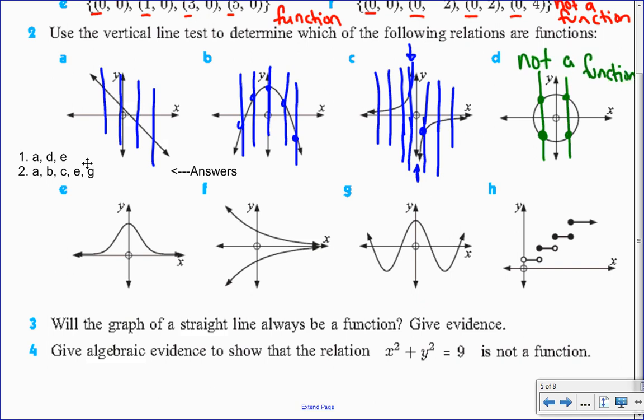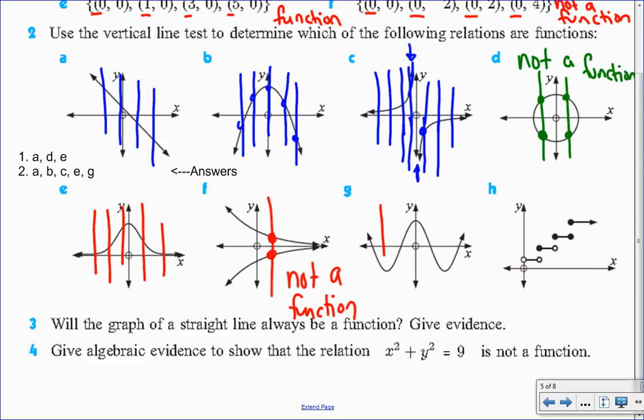Okay. E again is a function. You can see it passes the vertical line test. F is not a function. Hits the vertical line at more than one point. G does pass the vertical line test, so it is a function. And H passes the vertical line test everywhere except here. There's 2 points that it hits, so this is not a function.